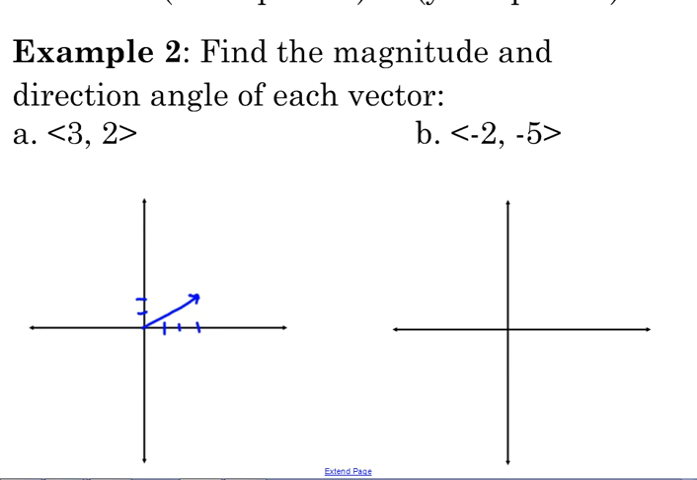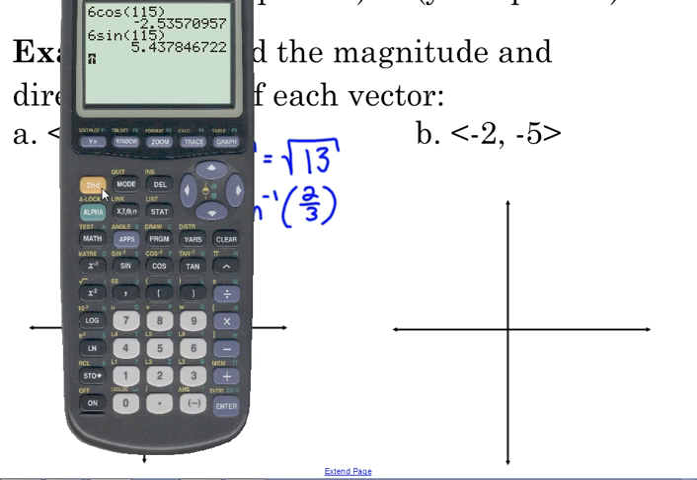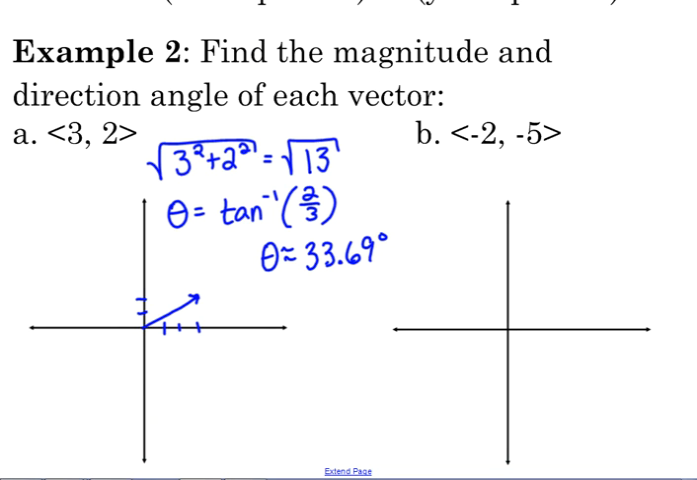Okay, so finding the magnitude, square root of 3 squared plus 2 squared. So that's the square root of 13. 9 plus 4 is 13. Let's just leave it as square root of 13. Okay, to find the angle, theta equals the inverse tangent of y over x. So use our calculators, inverse tangent, 2 over 3. Theta is approximately 33.69 degrees. And that makes sense. We're in the first quadrant. 33 degrees is in the first quadrant. It's closer to horizontal than it is to vertical.